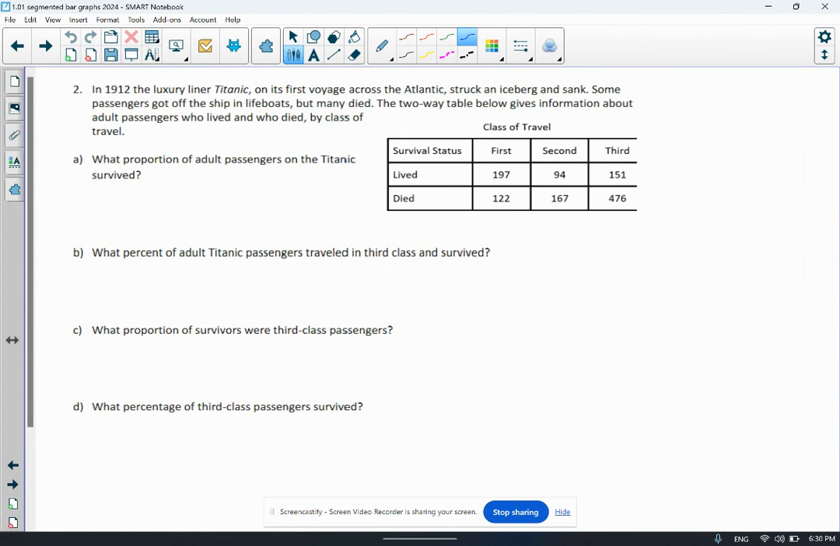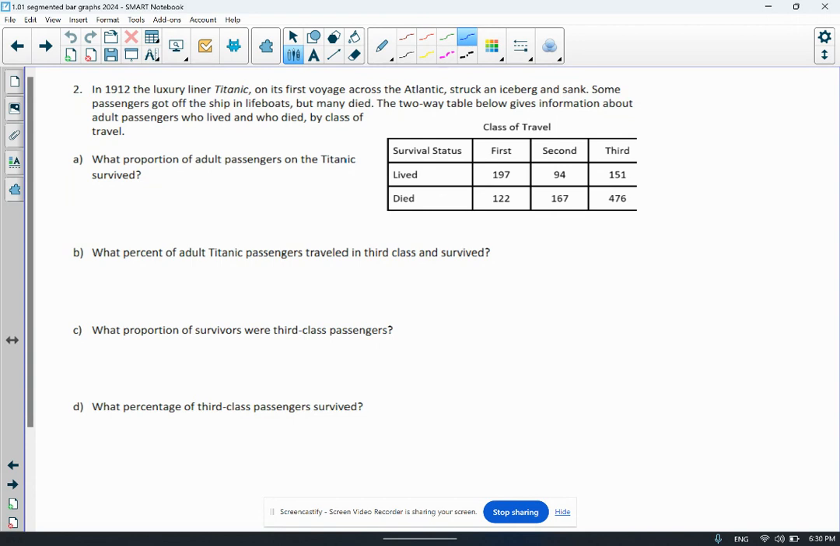So the prompt talks about the Titanic, and the data is from the original information, just simplified, and they provide you with a two-way table with survival status of the passengers and whether the passengers were first, second, or third class. So we have two variables, and they're both categorical: survival status and then class of travel.